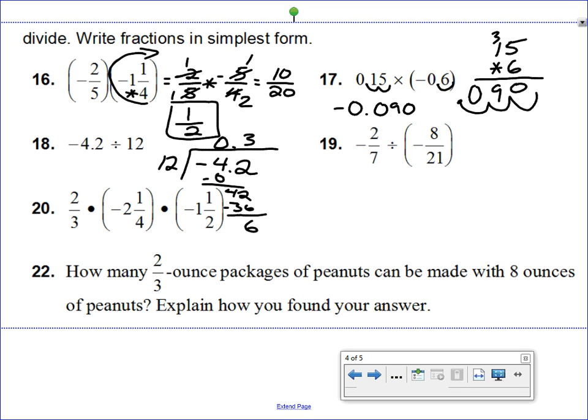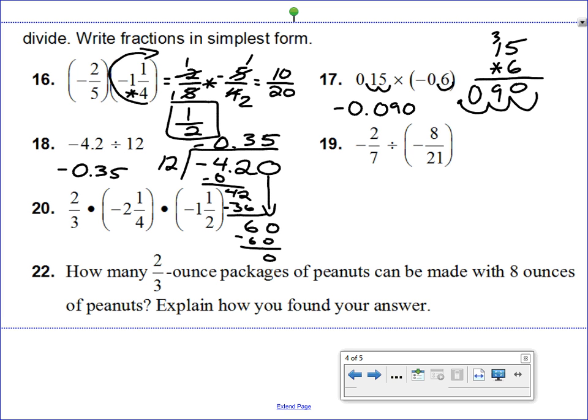We have 6 left over. I add the 0. I bring it down. 12 goes into 60 5 times. Then it terminates. Okay? I have a negative divided by a positive. My answer has to be negative. -0 and 35/100. Okay?